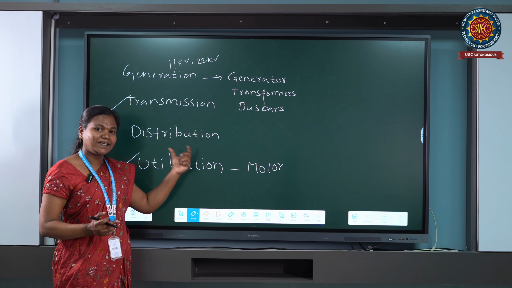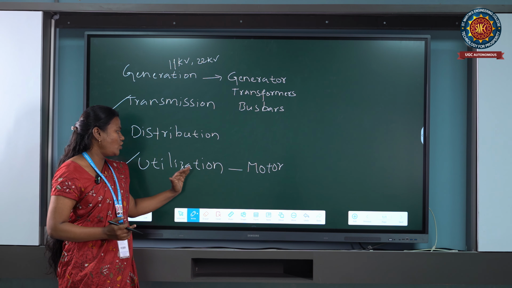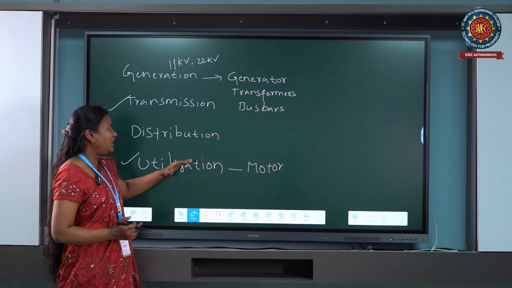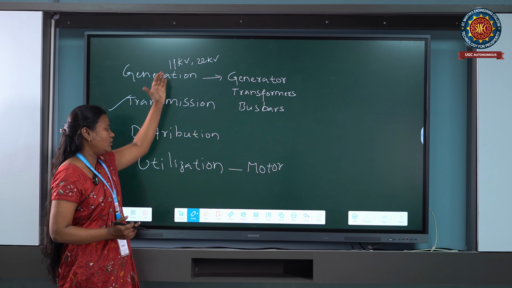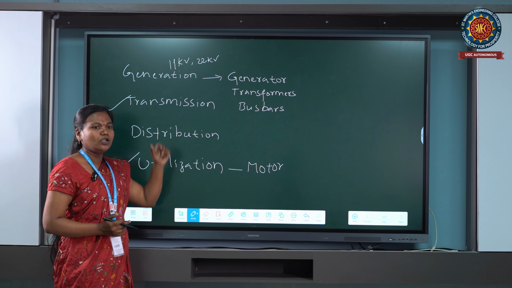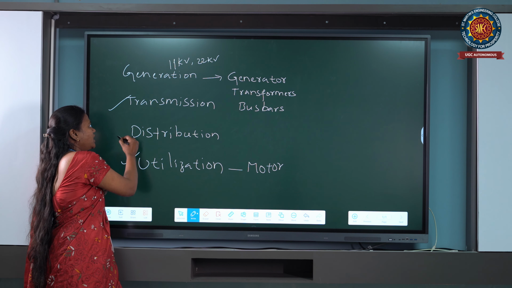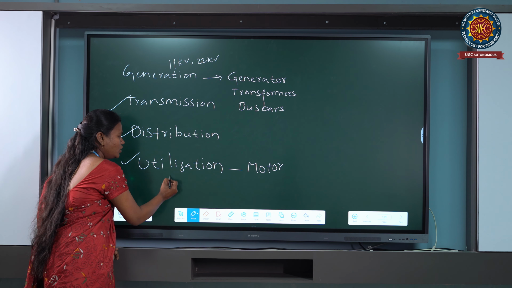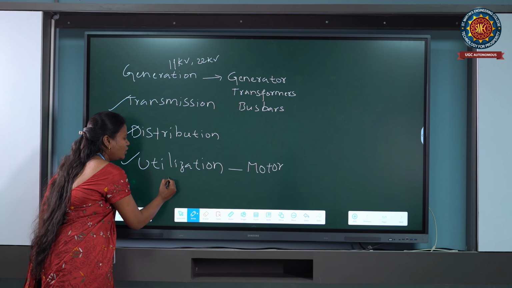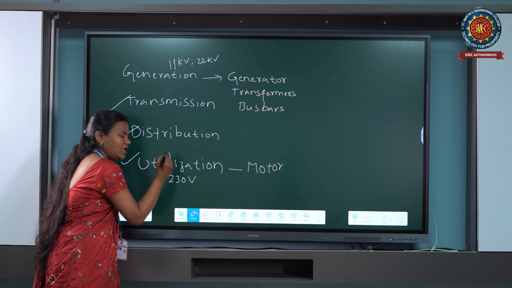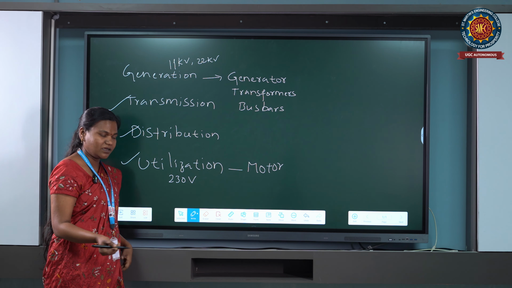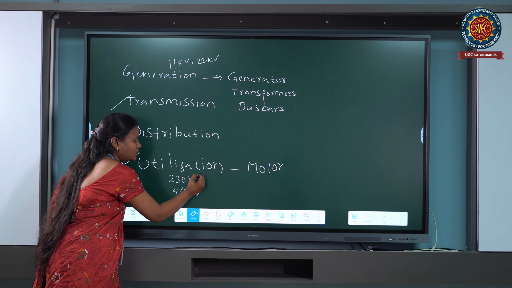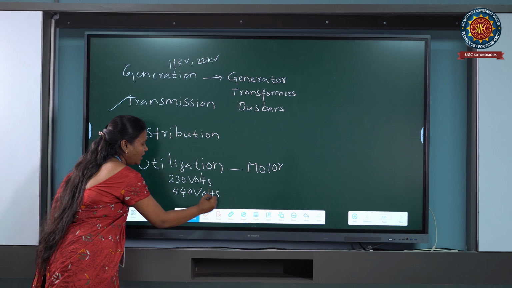So where do we get that electrical energy? From the generating station to the domestic purpose, we are receiving electrical energy. Between these two steps, generating power and utilizing power, we have two more steps: distribution as well as transmission. For domestic purposes I want to use 230 volts only. For agriculture or industrial purposes, I want to use 440 volts only.